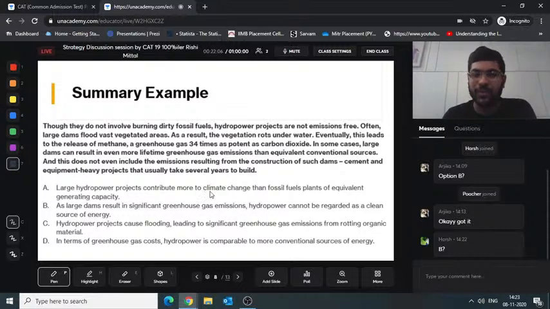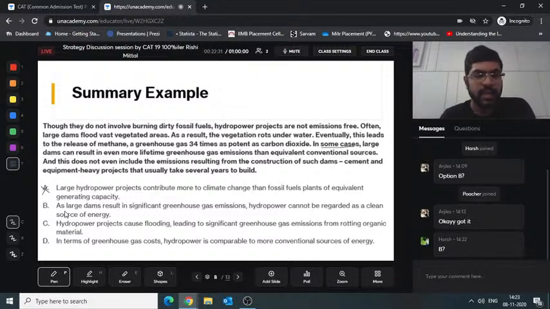Projects contribute more to climate change than fossil fuel plants of equivalent generating capacity. But here it tells me it's only in some cases, whereas option A is making a generic statement in simple present, as if it's a universal truth. So I will eliminate option A because it's just in some cases, not in every case, right? So it's not a wrong allegation.